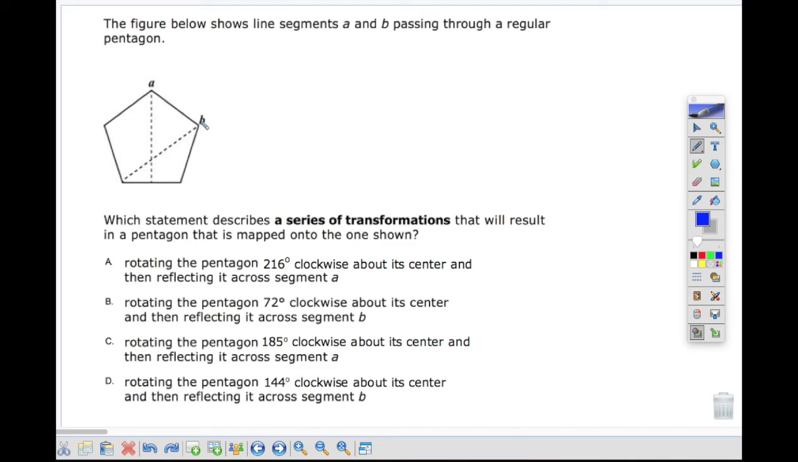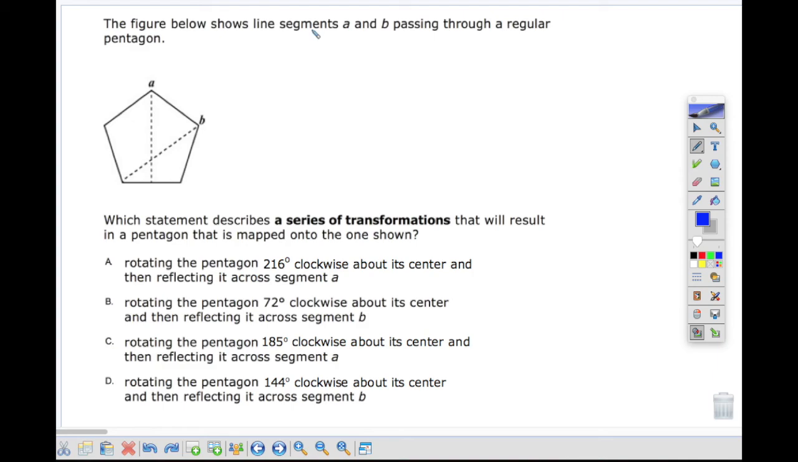So first of all, before we calculate the degree of rotational symmetry, let's figure out the lines of reflection. Does this regular pentagon have any lines of reflection? Yes. Is A or B a line of reflection? A is a line of reflection, but B is not. So let's keep that in mind.